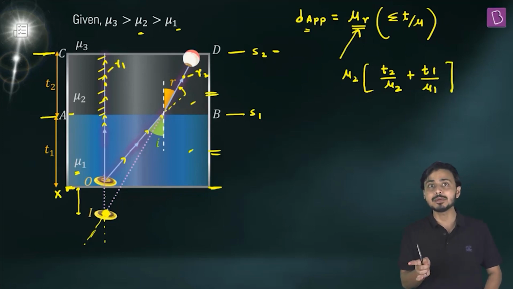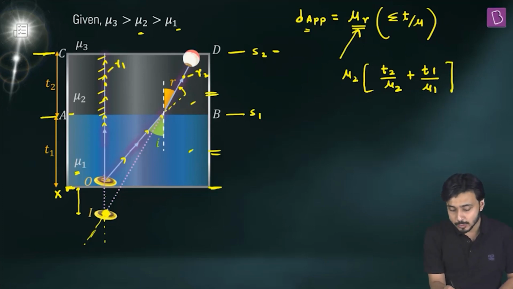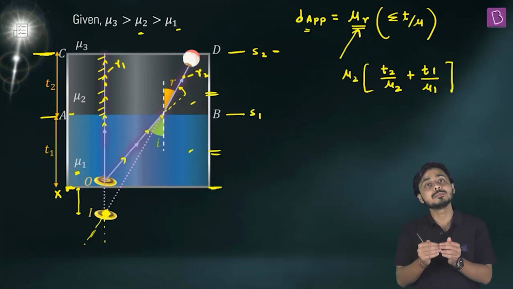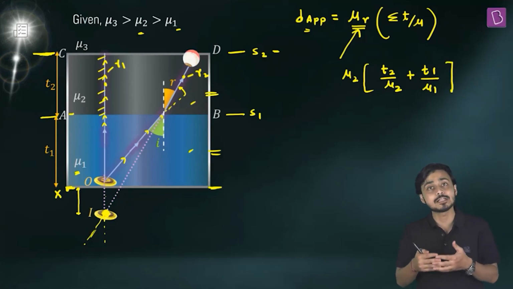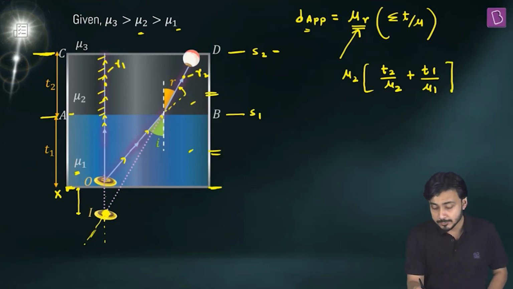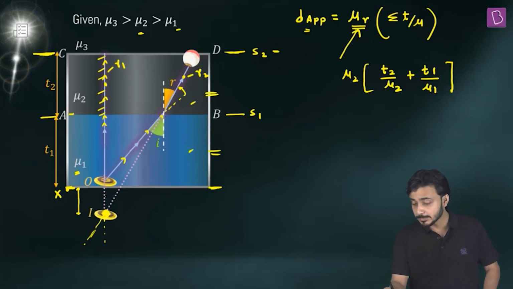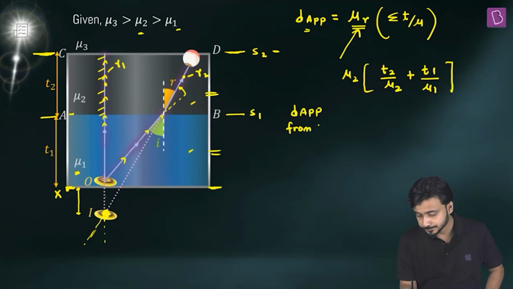Do you understand summation T by mu? Yes. You have to take it from the point where you want to calculate the depth from. We want to calculate in this problem the depth of the image I from the CD interface. So that's why I have taken CA divided by mu2 plus AX divided by mu1. That's T2 divided by mu2 plus T1 divided by mu1. So what is the apparent depth of the image from CD?